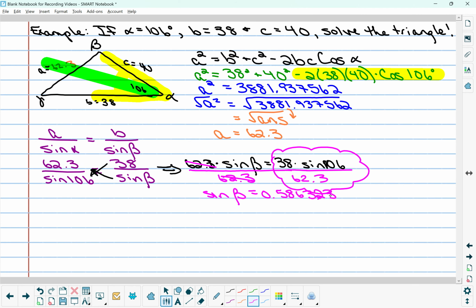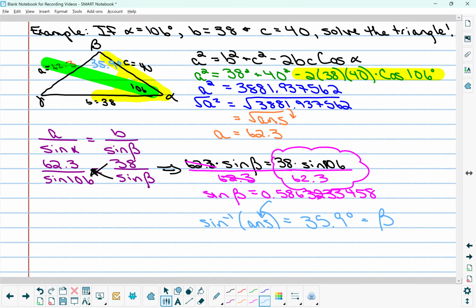0.5863233458. And when you get something like that and you're like, that doesn't seem right, don't forget that you're looking for an angle, right? And when you're looking for an angle, you need to hit your inverse sine button. So you're going to go inverse sine of the answer. And then you're going to get beta is equal to 35.9 degrees. And that's beta. Okay, so this is 35.9.